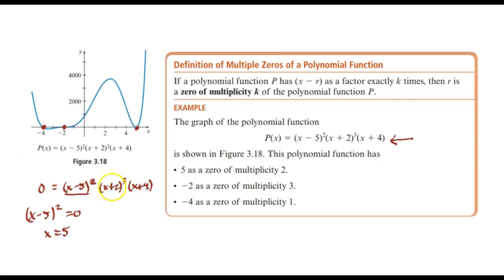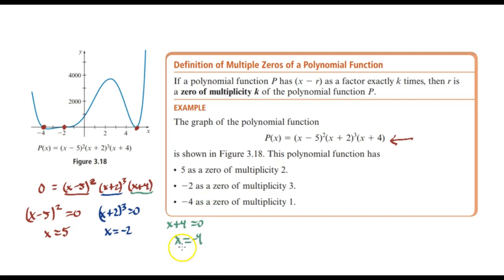And I'll use different colors to show where I'm looking here. And then from here, we would set that equal to 0, and we would have x equals -2 from this. And then lastly, we would have from this right here, x plus 4 equals 0. And that gives us x equals -4.